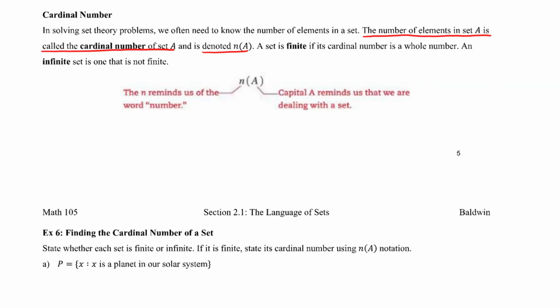Now, when we're thinking about cardinal numbers and we're thinking about sets, a set can fall in one of two categories. It can be finite, meaning the elements are countable. So that means the cardinal number is a whole number. If it's finite, we can count it. We can get a whole number for the number of elements. We could also have a set that is infinite, meaning it's not finite. So if it's infinite, that means we can't count it because it just continues on forever and ever and has no clear stopping point.